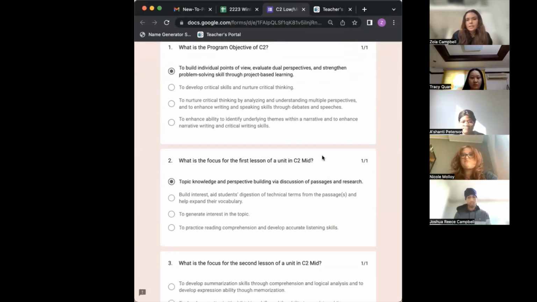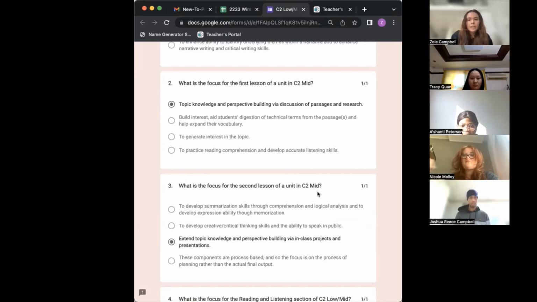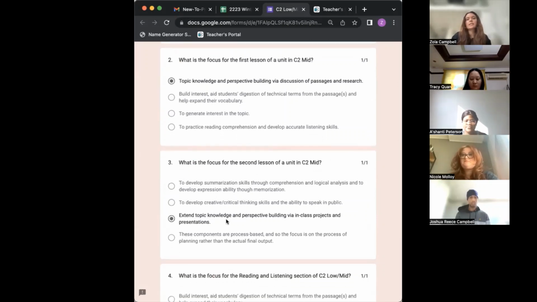So for the first lesson of a unit in C2, the focus is topic knowledge and perspective building via discussion. So I'm going to go through all of the pages and show you guys how that looks. And then for the second lesson, the focus is extending topic knowledge and perspective building via in-class projects and presentations, okay? So the first lesson in a unit, you will do a project, but it's going to be a lot smaller. And then the second lesson or the second week, you're going to do a project, but it's going to be a lot bigger. So I kind of like divide it into short project weeks and longer project weeks.